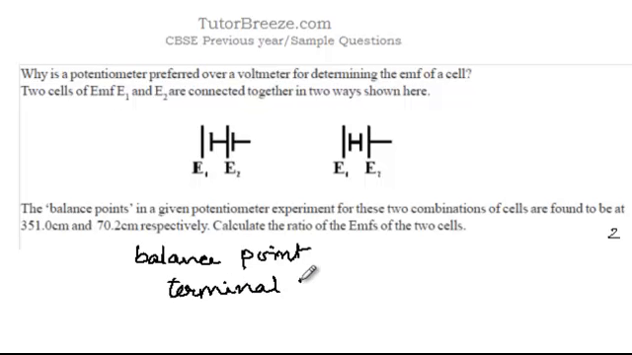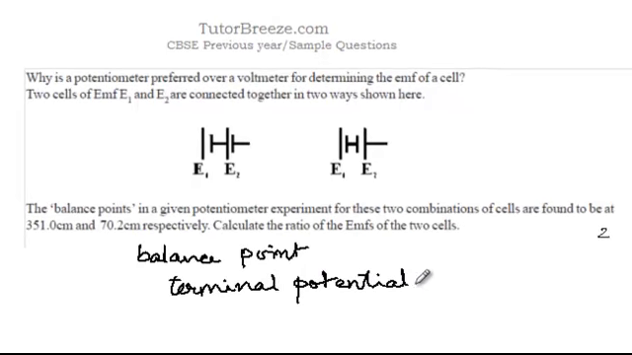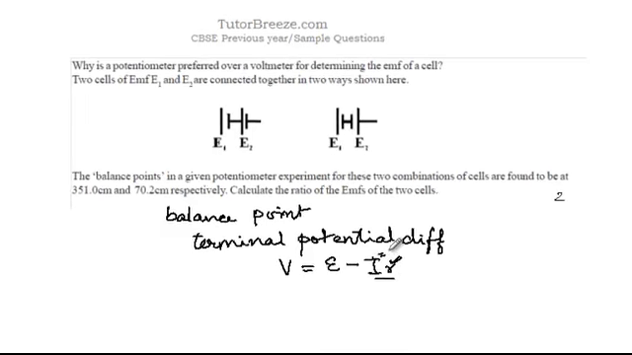That is because the terminal potential difference V is given as E minus IR. This is the voltage drop due to the internal resistance of the cell. Now at balance point, the current drawn from the cell is 0. So I is 0, which means the terminal potential difference is equal to the EMF of the cell, and you are measuring the EMF of the cell.